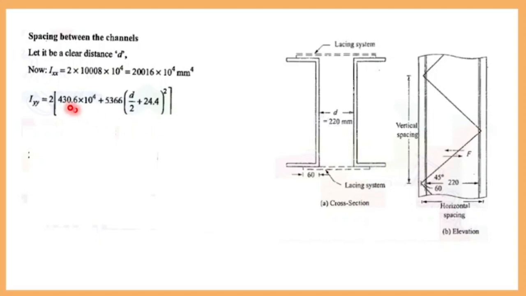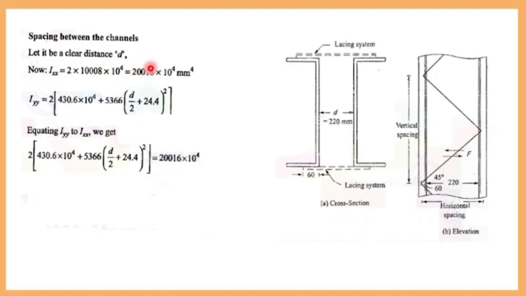Why are they multiplying by 2? Because you are using two channel sections. For Ixx they have just multiplied by 2. Why? Because their center of gravity lies in the same plane. Equating Iyy to Ixx, this answer should be equal to your Ixx. Now your Ixx is 20,016 into 10 power 4. Only one unknown is D.